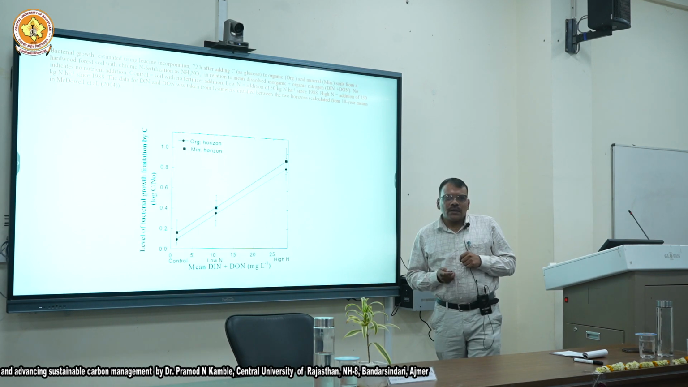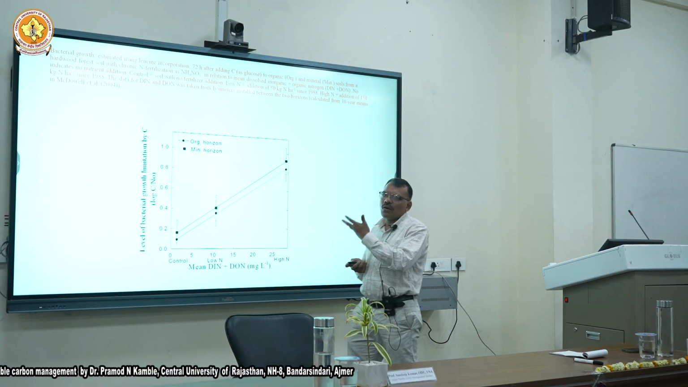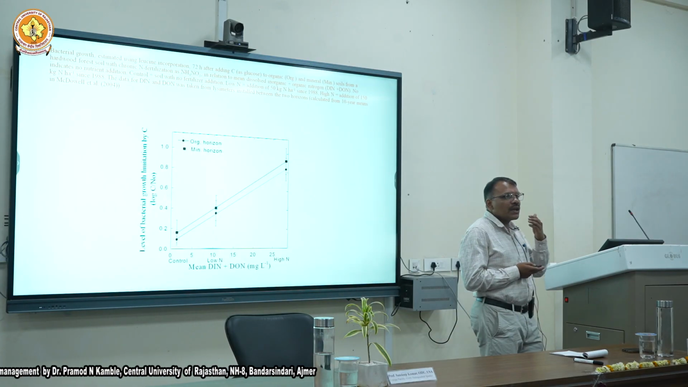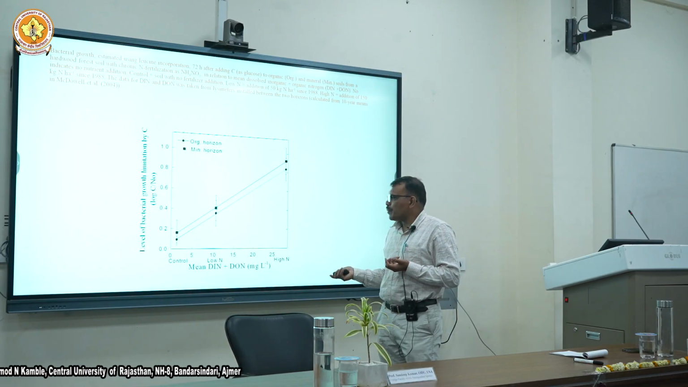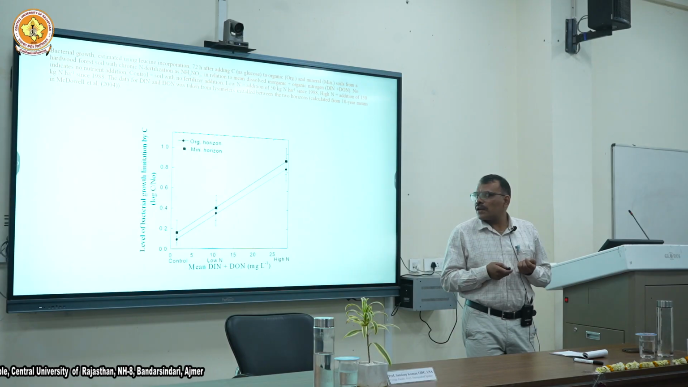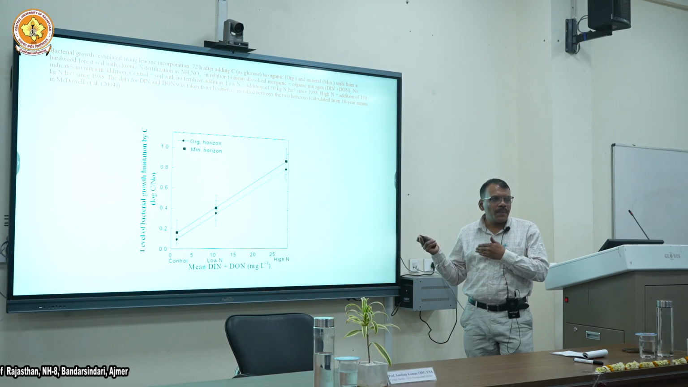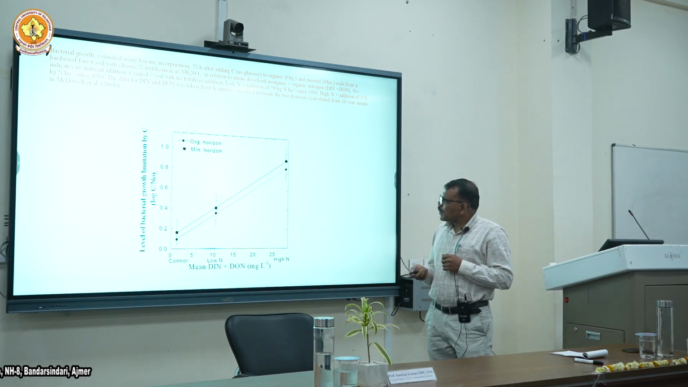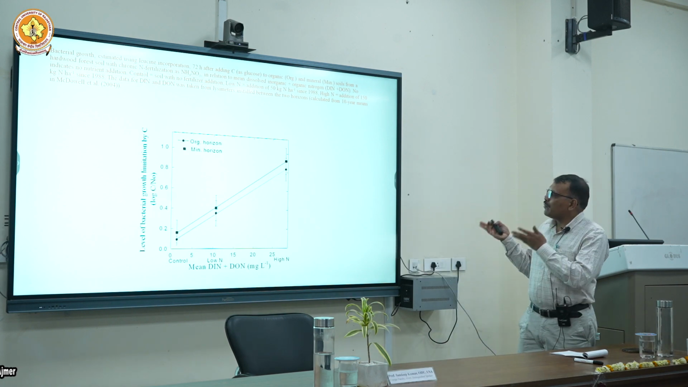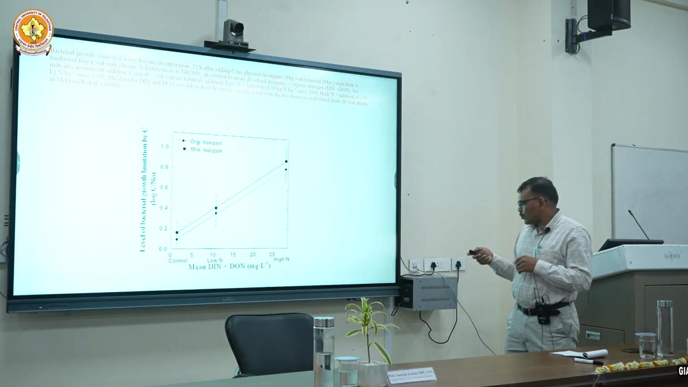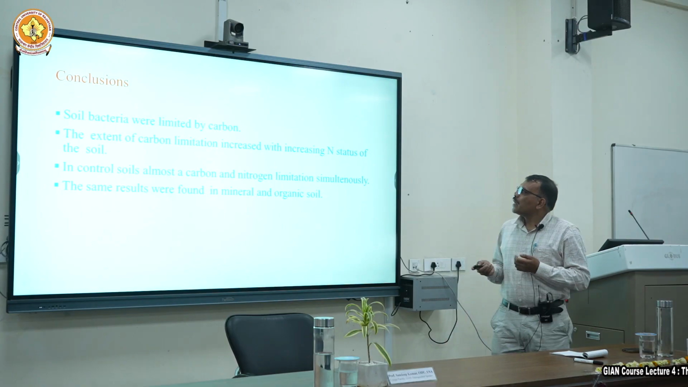Then this is a simplified way to look at how availability of nitrogen has an impact on the limitation and how it initiates the carbon limitation. The x-axis indicates the levels of nitrogen available, and the y-axis indicates the bacterial growth, taken as log, with C and no addition. C is the carbon addition and no is the control. So it always resulted in higher growth. The extent of C limitation is very evident here with respect to nitrogen. The conclusion for this study: soil bacteria are limited by carbon.